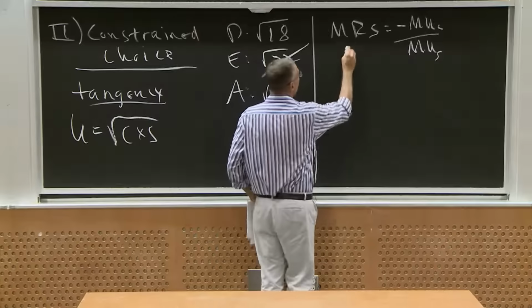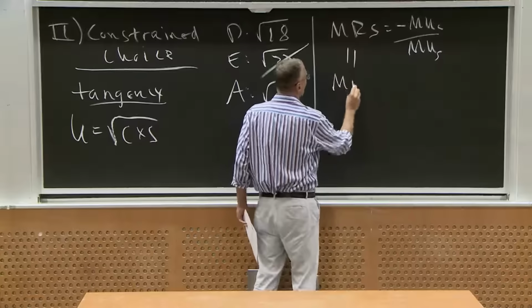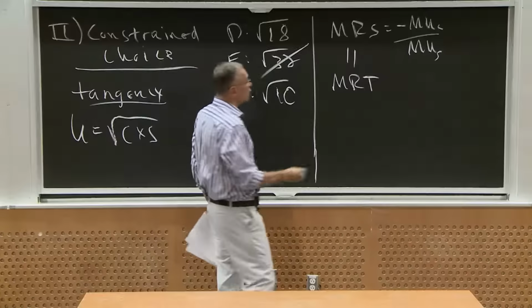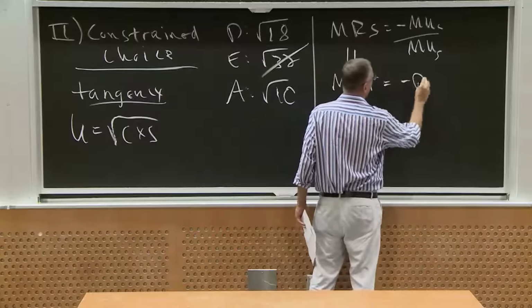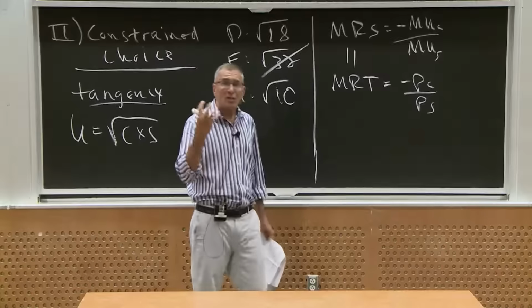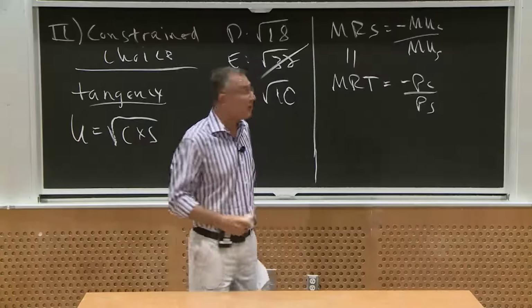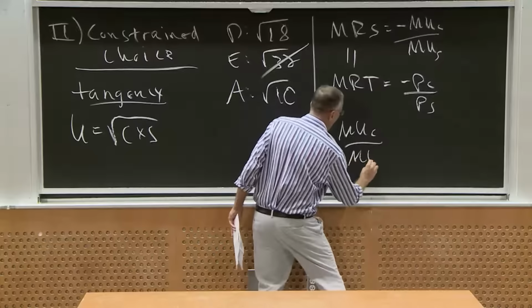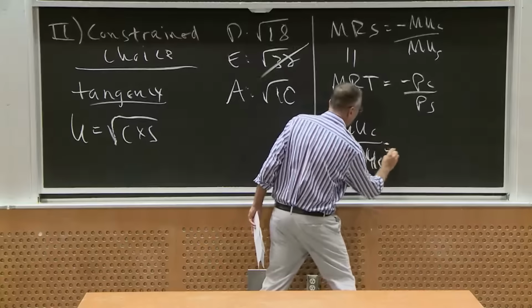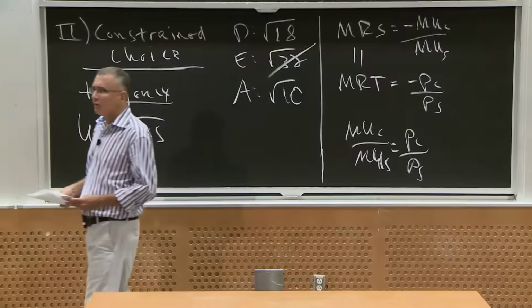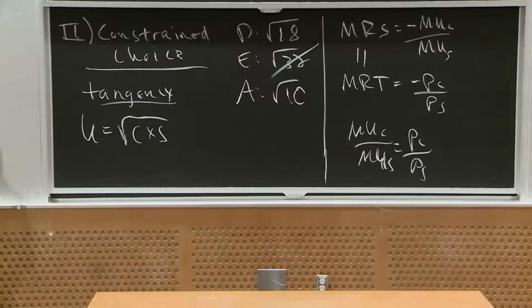If that's tangent, that means that it's equal to the marginal rate of transformation at that tangency. We define the marginal rate of transformation as minus PC over PS. And that leads us to the fundamental rule of consumer utility maximization, which is that MUC over MUS, or marginal utilities, equal to price ratios. Utility is optimized when the ratio of marginal utilities equals the ratio of prices.